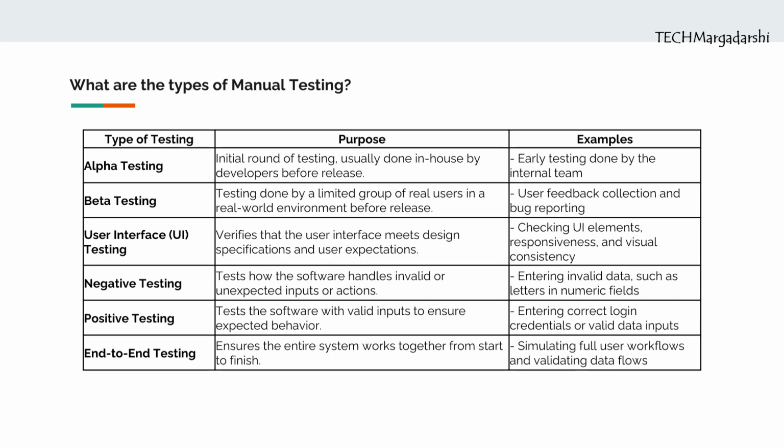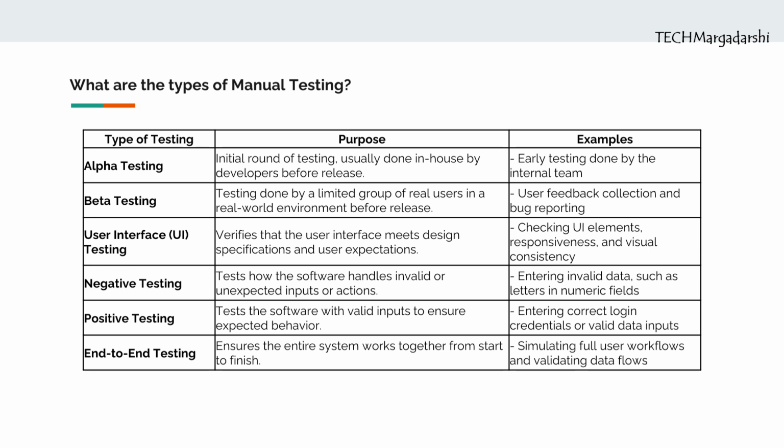Now, let's continue with more types of manual testing. Alpha testing: this is the initial round of testing performed in-house by the development or QA team before releasing the product. It helps catch early defects. Beta testing: after alpha testing, the software is released to a limited group of real users in a real-world environment. Their feedback helps identify issues that may not appear in internal testing. User interface, UI testing: this verifies that the software's user interface looks and works as expected. It checks layout, responsiveness, and consistency with design standards.